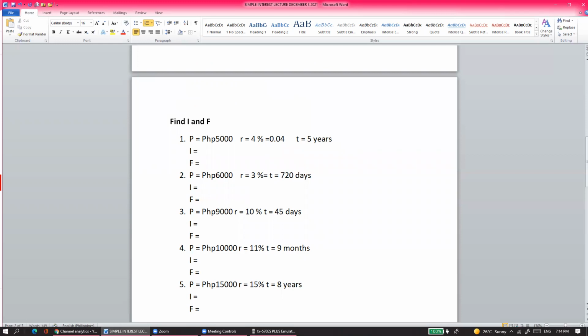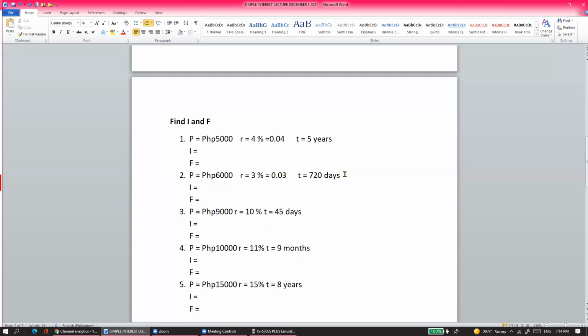So, this is also equal to 0.03 or 3%. Now, pagdating sa time, anak, yung time na 720 days, kailangan i-convert natin into years. Let us not forget that for every 1 year, kahit na hindi ni-state na ordinary interest yan or exact interest yan, or di man sinabi na banker's rule yan, automatic ang pag-divide mo ay 360, not 365. Although alam nating lahat na sa loob ng isang taon may 365 days tayo.